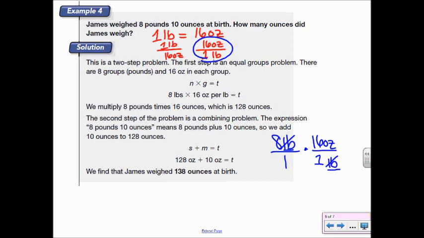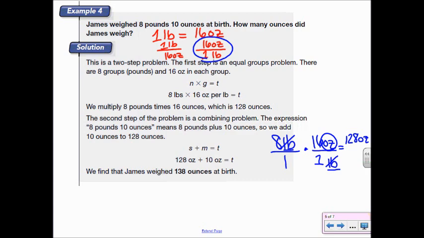So then 8 times 16, since it's on the top, well, 8 times 10 is 80. 8 times 6 is 48, so that would give me 128 ounces. And since ounces have not been canceled out, those are my units.